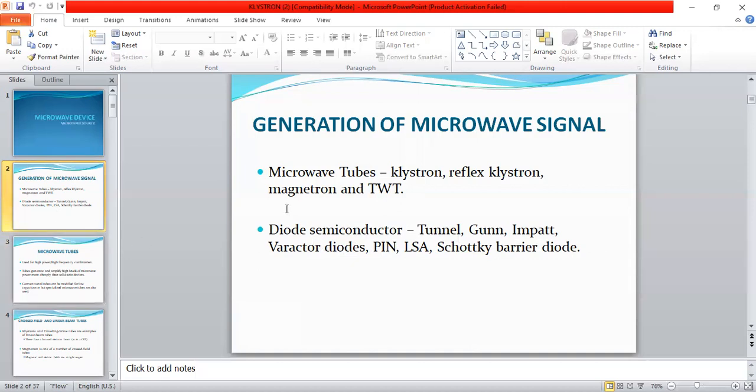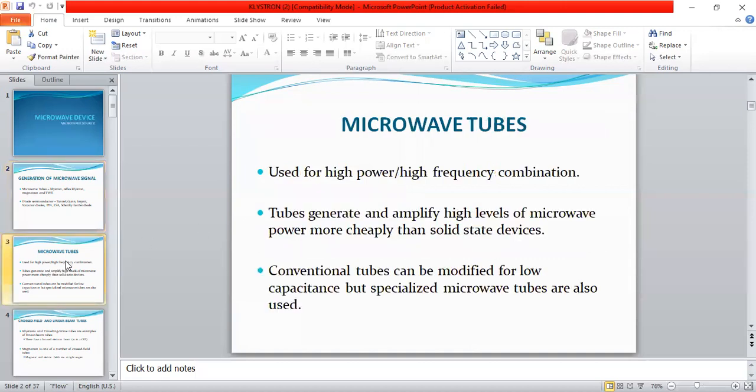And coming to the first one, microwave tubes. Here, before microwave tubes, first conventional tubes are there. Conventional tubes are triodes, tetrodes, pentodes. These conventional tubes cannot be used for the microwave frequencies because of some limitations. Because conventional tubes will be used for frequencies up to 100 megahertz only, and for frequencies above 100 megahertz we use microwave tubes. Why conventional tubes are failed at microwave frequencies?